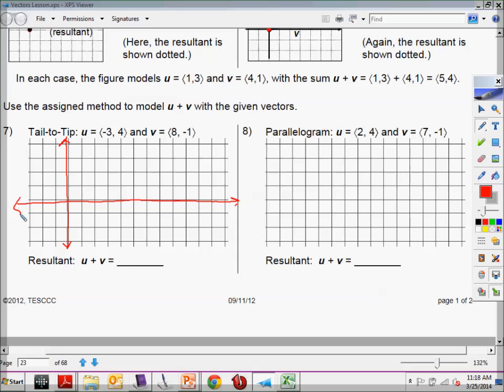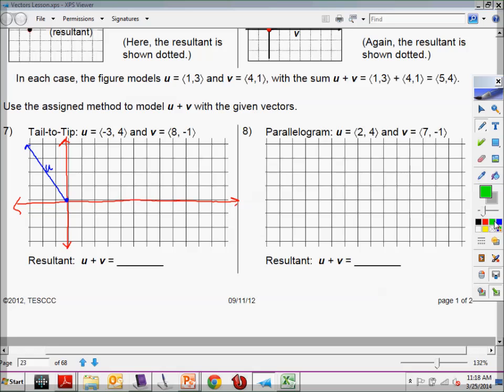Okay, so there's my axis. So I'm going to start with the first vector it gave me. Remember, the first component tells you whether you're going left or right, and the second component tells you whether you're going up or down. So I have a negative 3, that means I'm going to go to the left 3: 1, 2, 3. And then I have a positive 4, that means I'm going to go up 4: 1, 2, 3, 4. So my vector started here, but it's going to end there. And that is vector U.